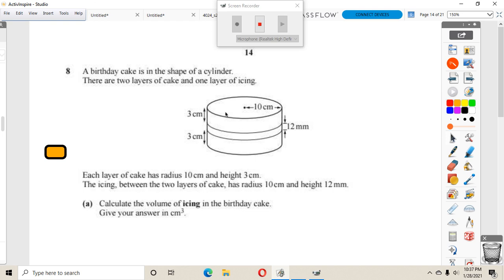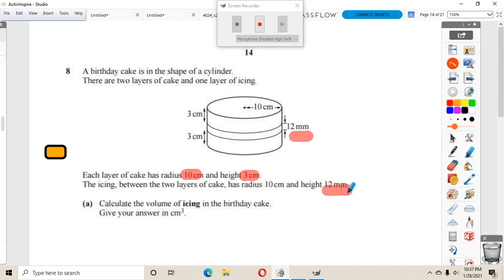Okay, the figure over here: the two layers of cake are 3 centimeters, then 3 centimeters here, and the radius is given as 10 centimeters, and here the icing layer is 12 millimeters. Be careful of the units, because here we have 12 millimeters, and the others are in centimeters. Each layer of the cake has radius 10 centimeters and height 3 centimeters, and the icing between the two layers of the cake has radius 10 centimeters and height 12 millimeters.